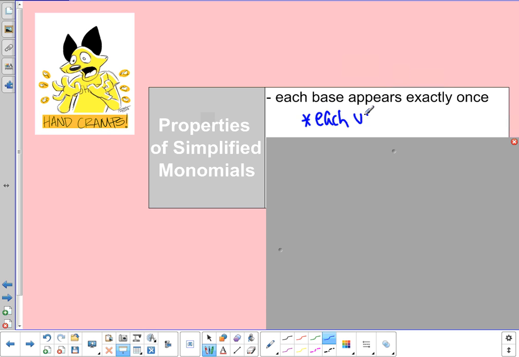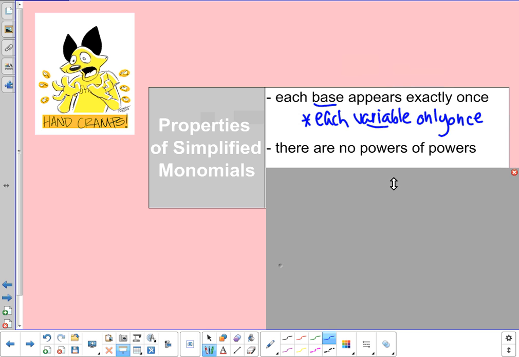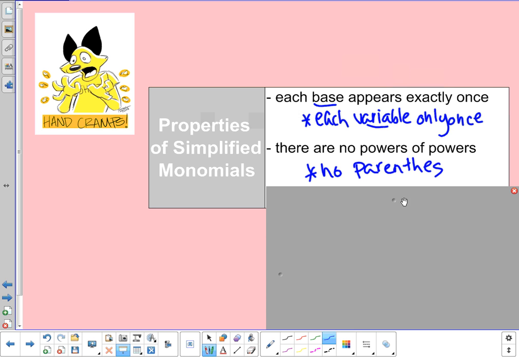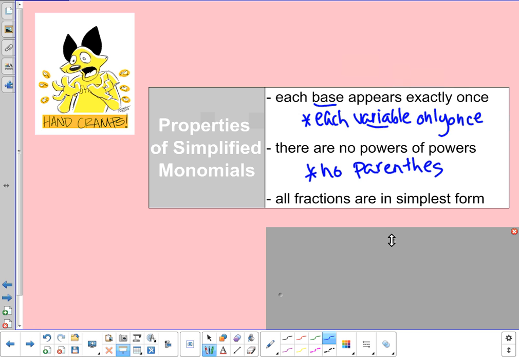You can write that down if that helps you. Variable only once. That's really what we're looking at for each base, is each variable. The other thing we need to consider is that there are no power of powers, or in other words, there are no parentheses left over. We should be all done with parentheses by the time we simplify it. And we also need to make sure that all of our fractions are in simplest form. And that's what we looked at with that example 3 and 4, where we had to reduce those fractions.